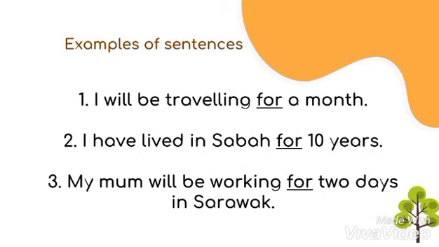So how do we use for in a sentence? Let's look at the examples. Number 1. I will be traveling for a month. Number 2. I have lived in Sabah for 10 years. Number 3. My mom will be working for 2 days in Sarawak.